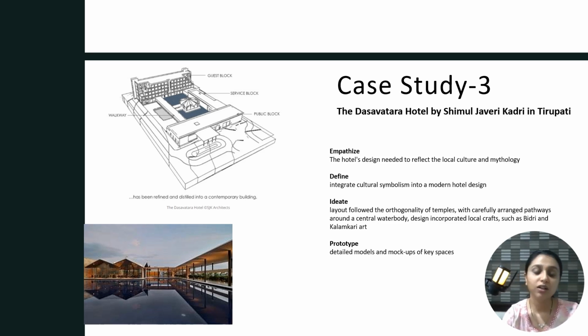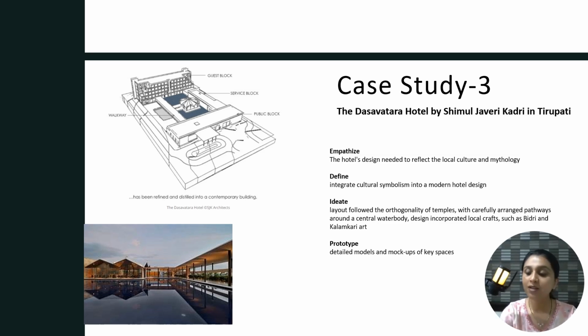So the question was how to create a culturally symbolic hotel which had a modern design, which was really modern and had all the accessibility and functionality. So what they did was they did a very interesting thing with the layout. They used the Tirupati Balaji temple layout and created some sort of a replica of that for the hotel. They used a middle block, a guest block, and a public block, which is similar to what happens in a mandir. And they used the middle part to create a water body.